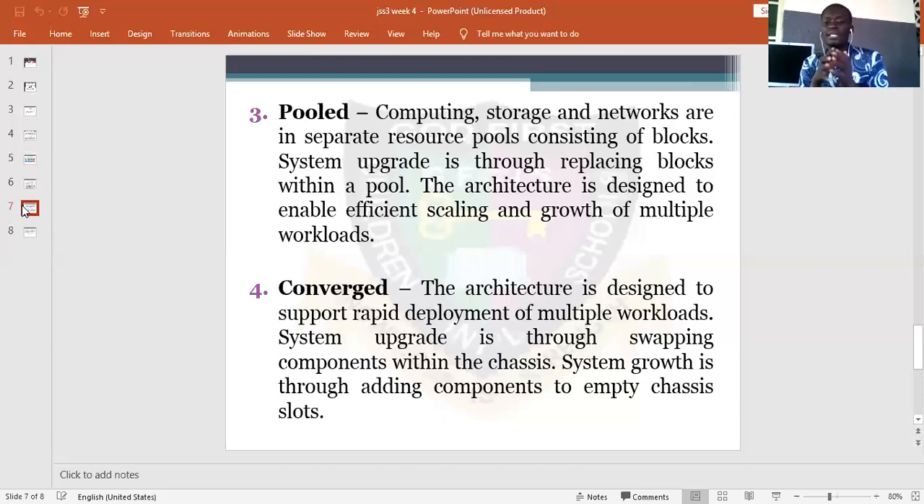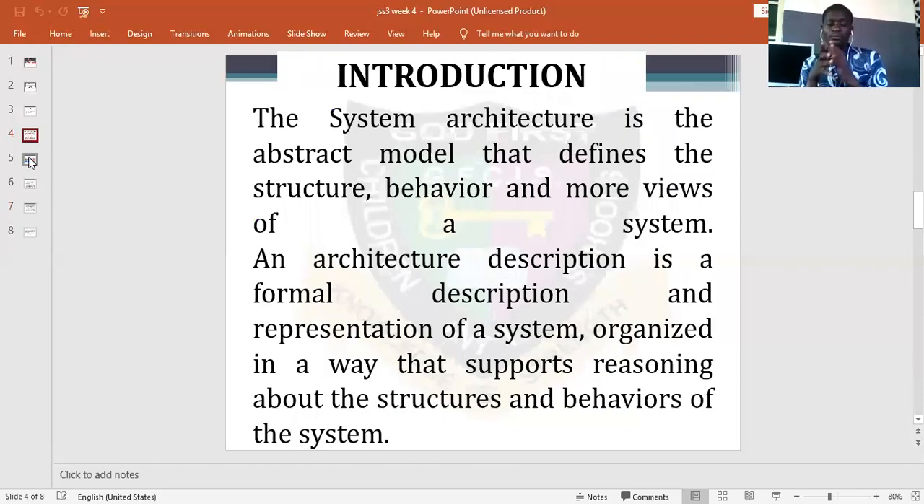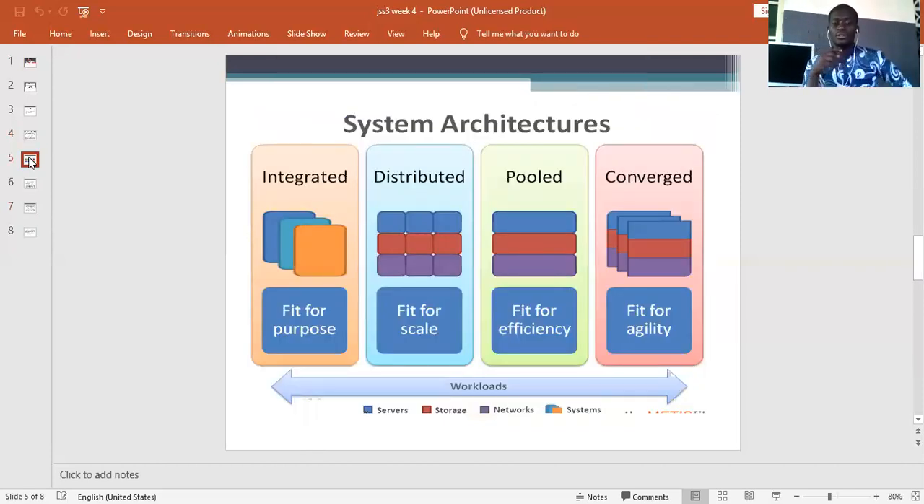Basically, what we're trying to say in essence is when we talk about system architecture, we are talking about the logical arrangement of the components on the motherboard. And we made mention of four: the integrated architecture, the distributed architecture, the pool architecture, and the converged architecture. Now, looking at the picture you have on your screen, to further clarify what we are trying to say in the class: fit for purpose, fit for skill, fit for efficiency, and fit for agility.